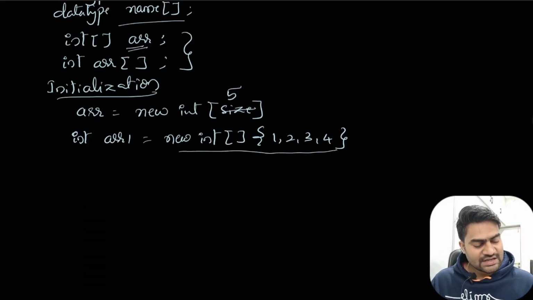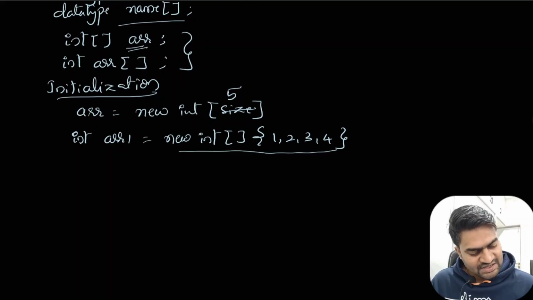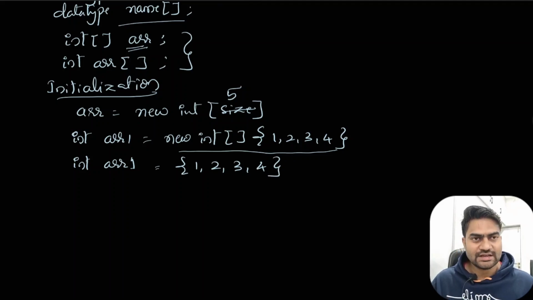Now there is a shorthand syntax for this particular initialization. That is something like int array1 equal to, and we can simply say something like this. It will automatically understand it's a 1D array of size 4 with elements of int data type. This is how we initialize the array.